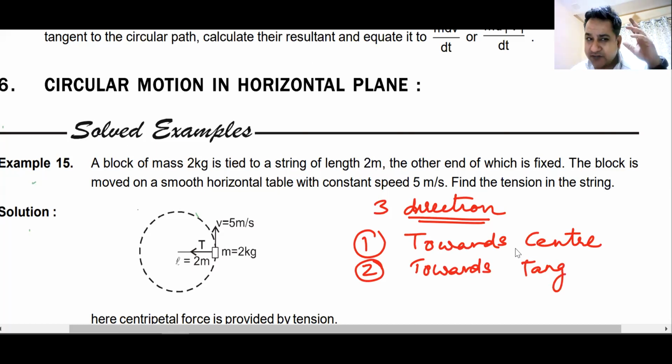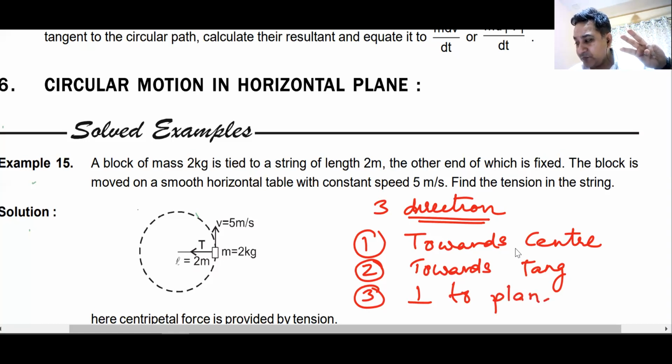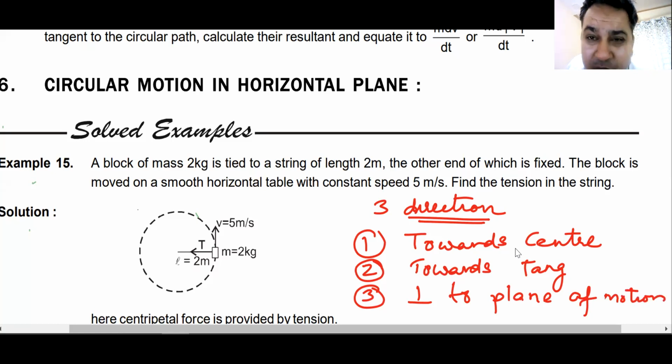If there is an equation, you make it along the tangent. If not, you move on to the third one, which is the direction perpendicular to the plane of circular motion. These are the only three directions in which you should make equations. And remember, all these three directions are perpendicular to each other.